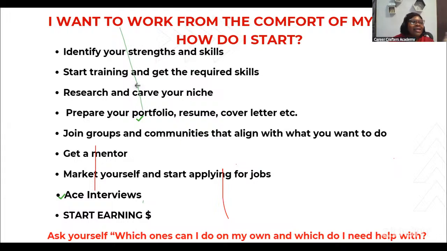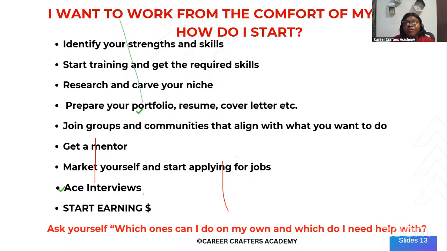You start earning in dollars or in pounds or in euros or in dirhams, whatever currency or whatever country you're working with. And this is just the step-by-step way to earn in whatever currency, working from the comfort of your home. So identify your strength and skills, start training, start learning, get the required skills, research and carve your niche, prepare your portfolio, resume, cover letter, join groups, join communities that align with what you want to do, get a mentor, start marketing yourself aggressively, start applying for jobs, ace interviews, and start earning.